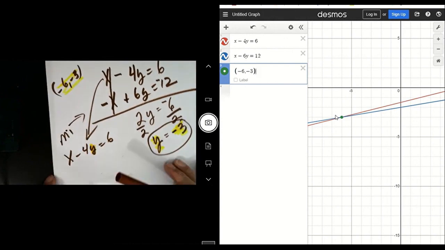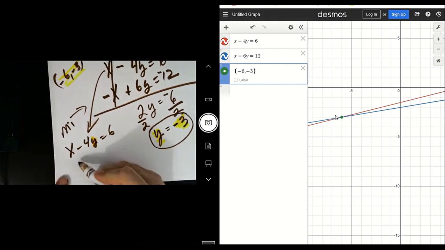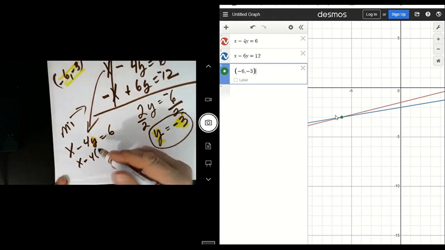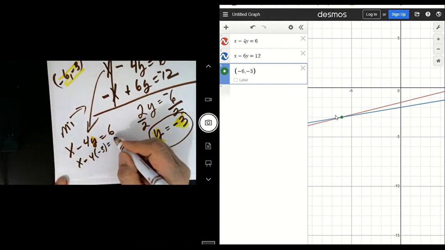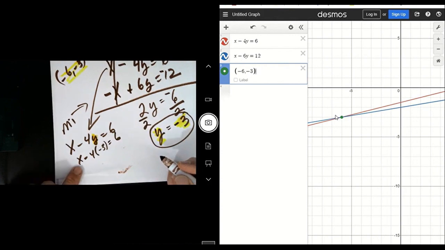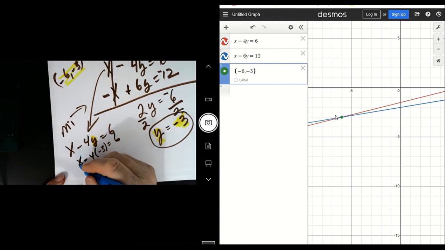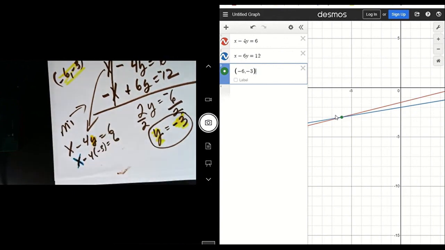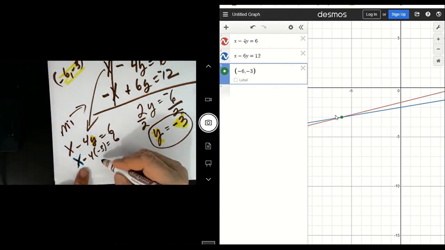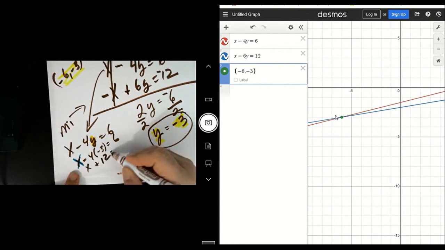Here we go. So we go x minus 4 times negative 3, see the y, equals 6. So now we're going to solve for this x right here. Okay? Let's make x blue so we can see it nice and good. So we're solving for that x. All right. So here we go. Negative 4 times negative 3 is positive 12. Plus 12, we do need the sign. Equals 6.